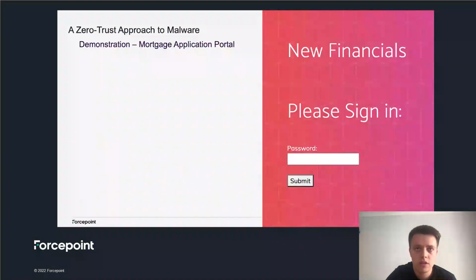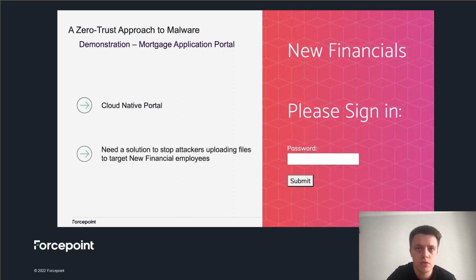So now onto the fun part, the live demonstration. We've built a mock website for our company which accepts mortgage applications. This company is called New Financials, and they've built a brand new portal from scratch natively within a cloud service provider. They now need to ensure their files are clean, so they deployed and integrated the Zero Trust CDR APIs. So we'll be trying to attack the portal that is protected, as an attacker.